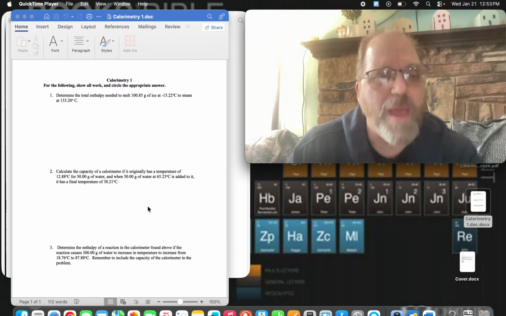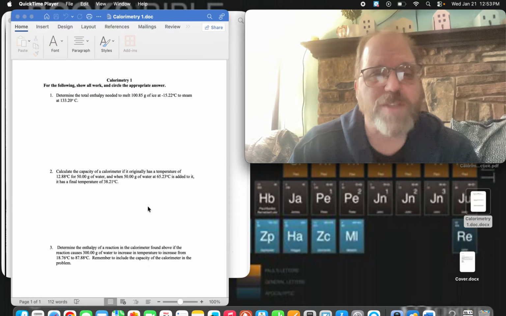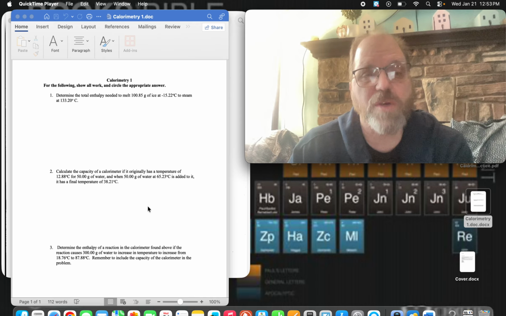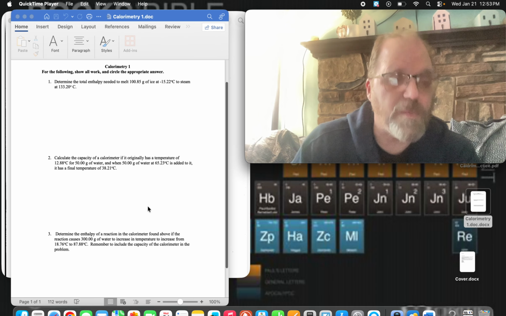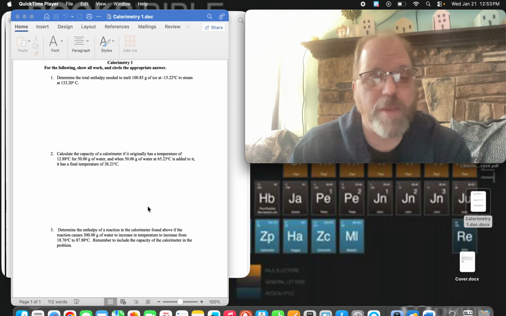So for number 2, calculate the capacity. The calorimeter initially has a temperature of 12.88 degrees Celsius with 50.00 grams of water. And when 50.00 grams of water at 65.23 degrees Celsius is added to it, it has a final temperature of 38.21 degrees Celsius.